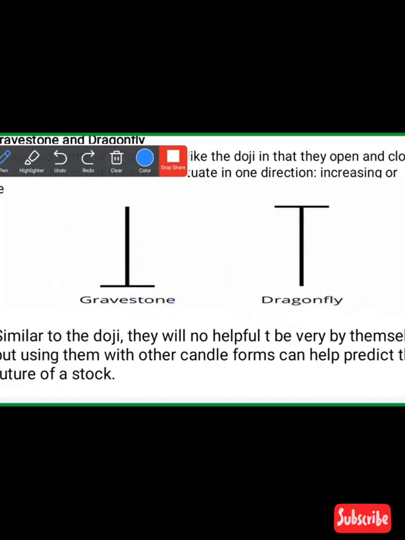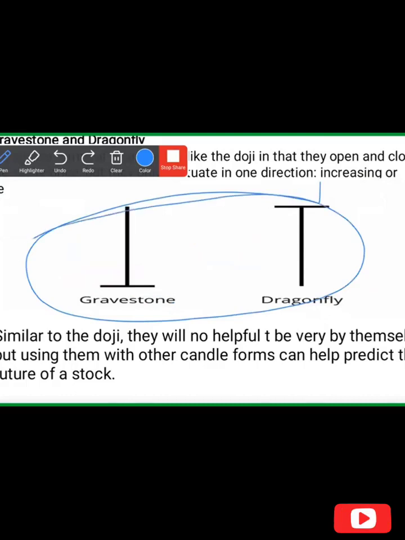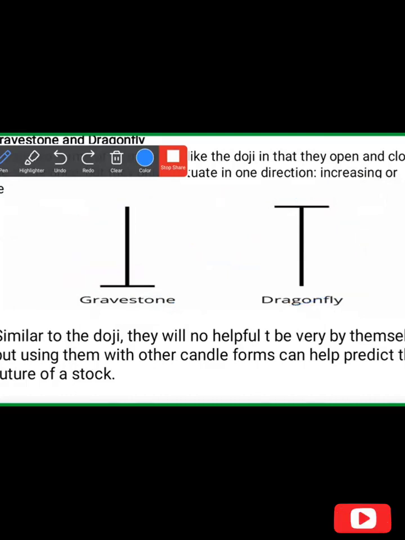Now what are these candles used for? They are used to spot price rejection on the chart. Sometimes you just hear the terms, oh, a price rejection just took place. This price just got rejected. Gravestone and dragonfly are what you can use to spot a price rejection. And how can you use this to your advantage? Now, let me give you a scenario. Supposing I am bullish, I'm in a long trade.